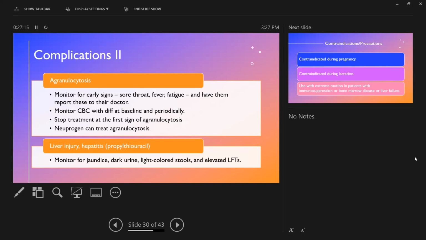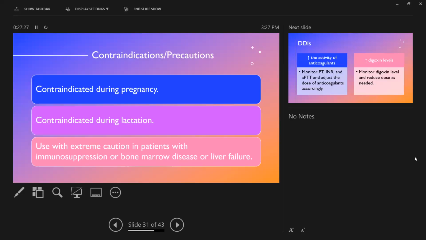Propylthiouracil also can damage the liver. So look for signs of jaundice, dark urine, light-colored stools, and elevated liver function tests. These drugs are contraindicated during pregnancy and lactation. Use them with extreme caution in those with immunosuppression or bone marrow disease or liver failure.